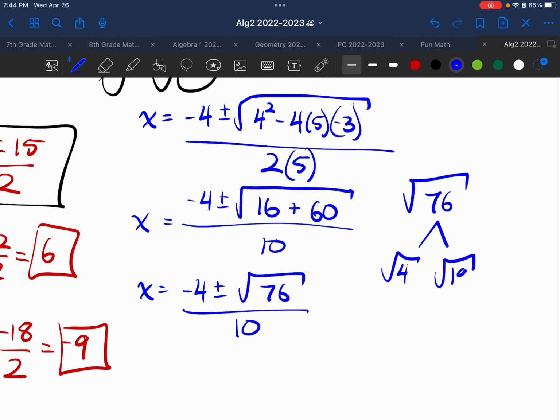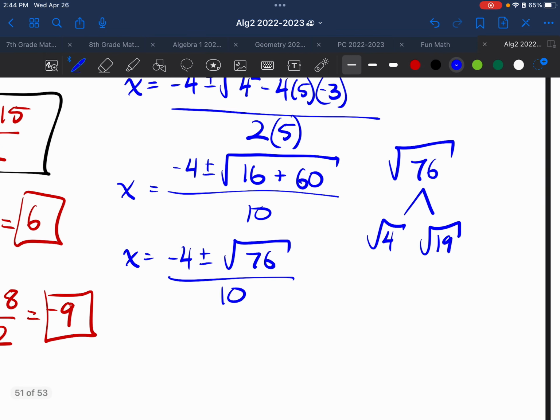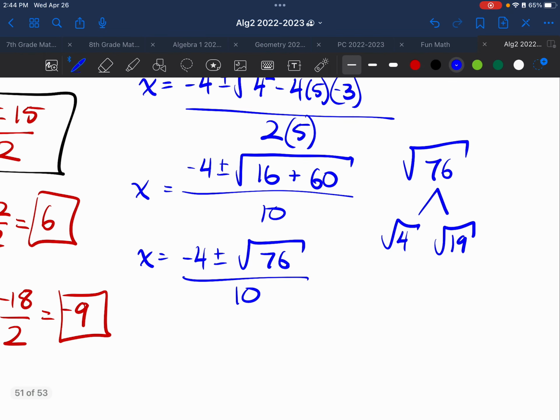That's going to be 19, I believe. How did I know that? I knew this number was really close to 80, and 80 divided by 20 is 4. So I went a little bit less than 80. I got 19, and then I just multiplied it back up in my head really quickly to make sure it worked. And it did. So this turns into 2 root 19.